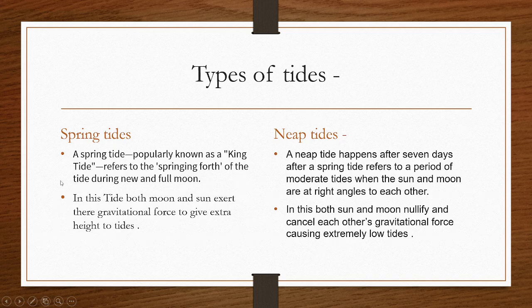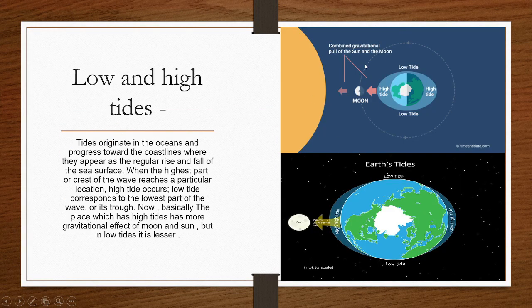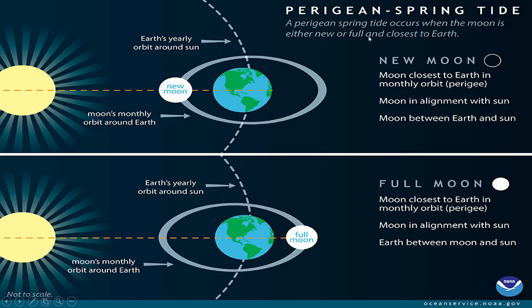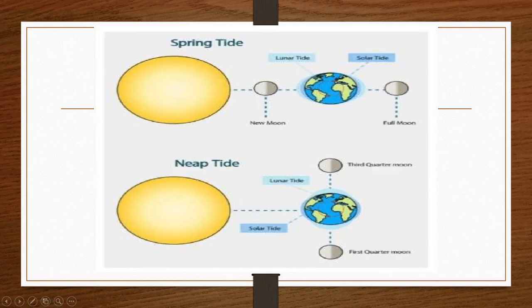And in a spring tide, both the moon and sun exert their gravitational force to give extra height to tides. Here you can see the example, like you can also see in the previous one. Over here, both of the stellar objects are exerting their gravitational force, causing the spring tide. It can also happen over here, same as the high tide pattern. Now you can see both spring tides and neap tides over here.